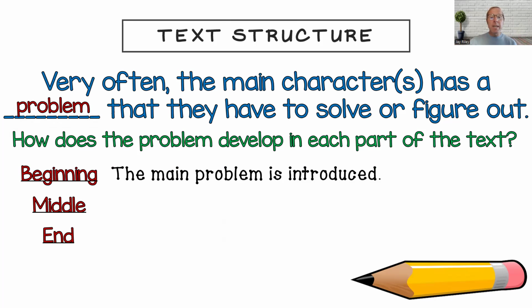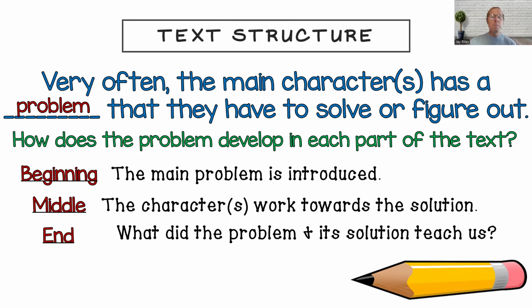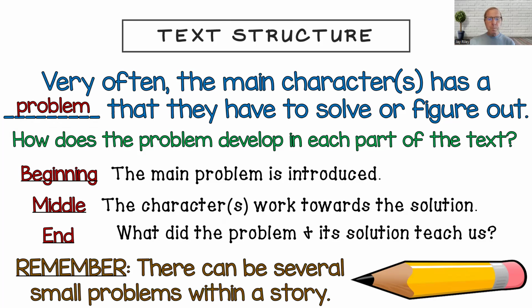So in the beginning of our text, the problem's introduced. Throughout the middle of the story, the characters are working towards that solution. Finally, when we get to the end, the problem is solved, and we want to know, what did the problem and solution teach us? So even though we're structuring the text around one big problem, there can often be smaller problems within the story. And authors sometimes use those smaller problems to create that escalation.